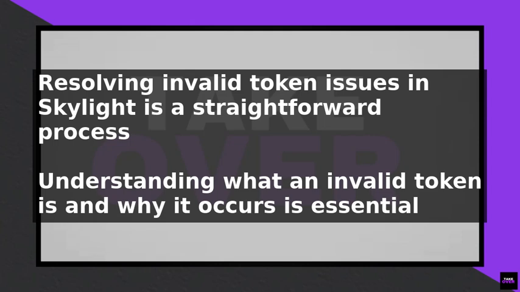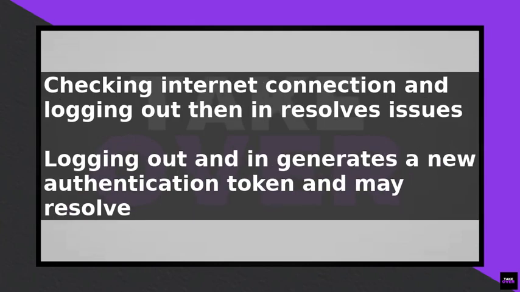To resolve this issue, start by checking your internet connection and ensuring that it is stable. A poor internet connection can cause the token to expire or become invalid. Next, try logging out of your Skylight account and then logging back in. This will generate a new authentication token and may resolve the issue.